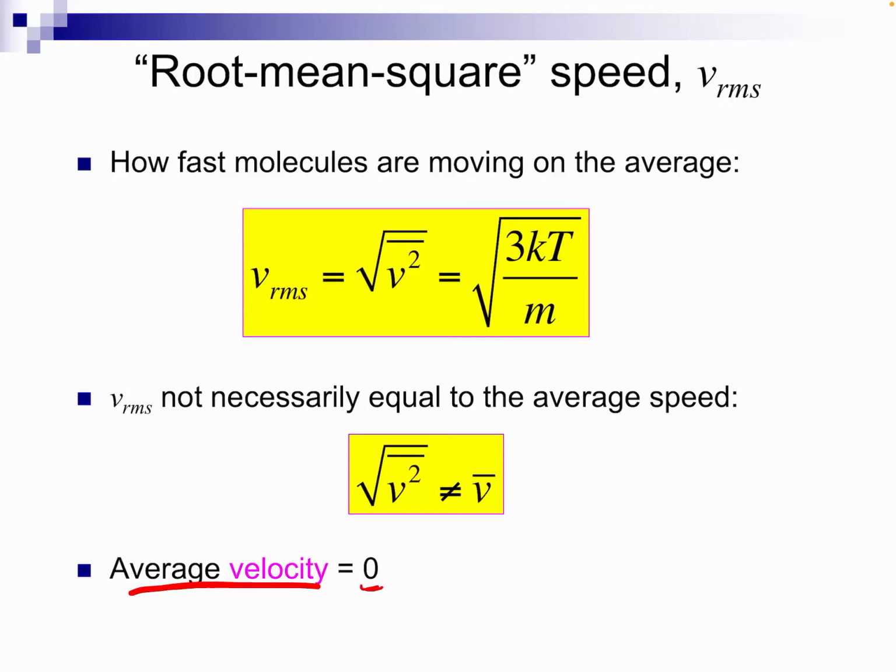So it's not really useful to get the average velocity of the particles in the gas. And likewise, it's not really useful to get the average speed of the particles. So instead of getting the average speed or average velocity, we define what we call root mean square speed, or VRMS speed, or RMS speed. And the RMS, or root mean square speed, is how fast the molecules are moving on the average.